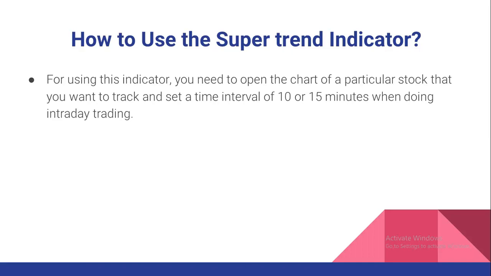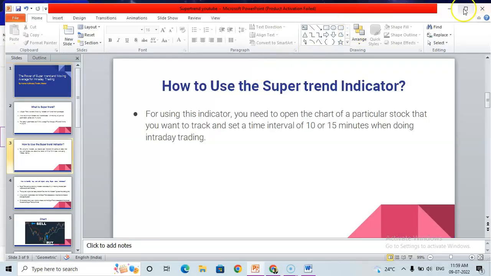To use this indicator, you have to open a chart of a particular stock, and you have to set the interval time of 10 or 15 minutes. Usually 15 minutes is good for intraday instead of 10 or 5 minutes, because in 10 or 5 minutes you may get false candles also. The 15 minutes candle will be the accurate one. So how it will look and how to add it in your software, I will show you.